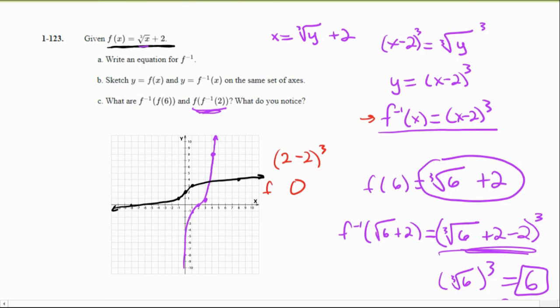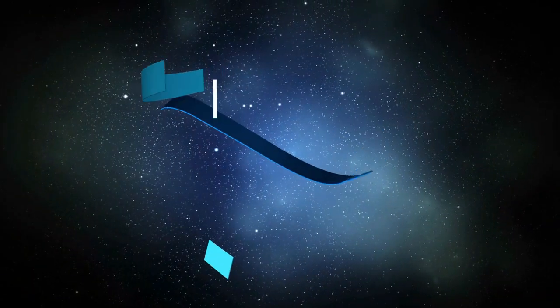So f of x equals the cube root of 0 plus 2. Cube root of 0 is 0. 0 plus 2 is 2. And that makes sense because, again, we did math to something, then we undid it all, and we're back to our original number.